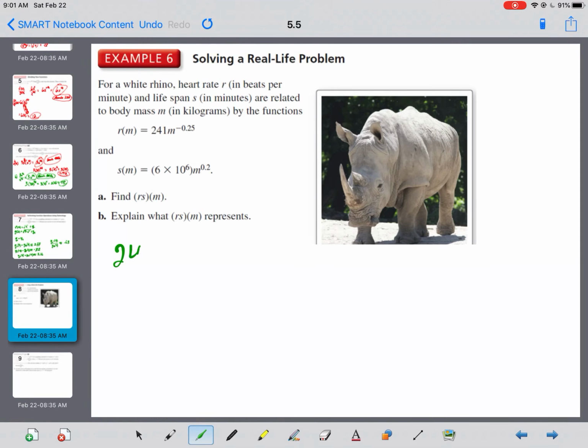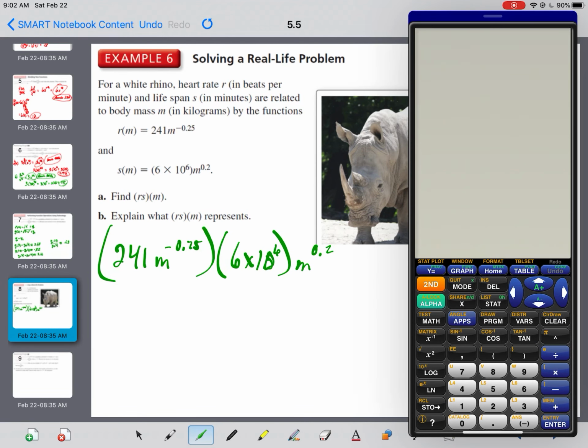All right, so they want us to do 241 m to the negative 0.25, and then we're going to do times 6 times 10 to the 6th m to the 0.2. Well, let's figure out what's 241 times 6 times 10 to the 6th. Okay, well, that's a lot. Let's see, 1, 2, 3, 4, 5, 6. We're at millions, trillions. It's huge. All right, so how many decimal places would we have if we wrote it in scientific notation?